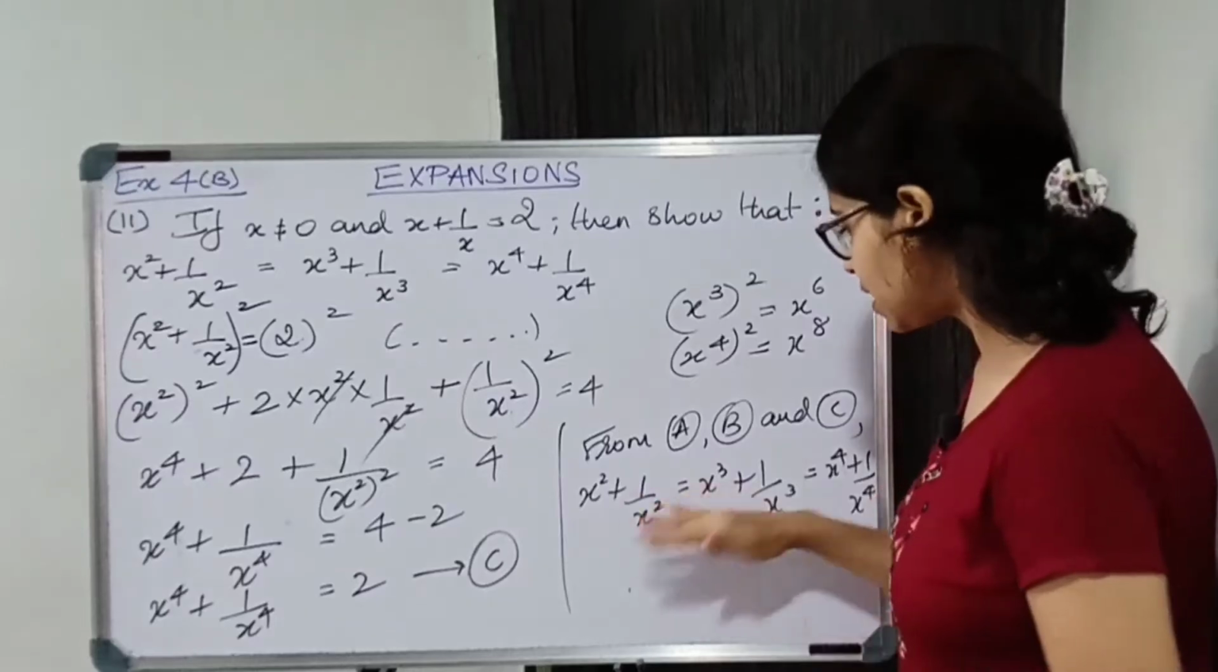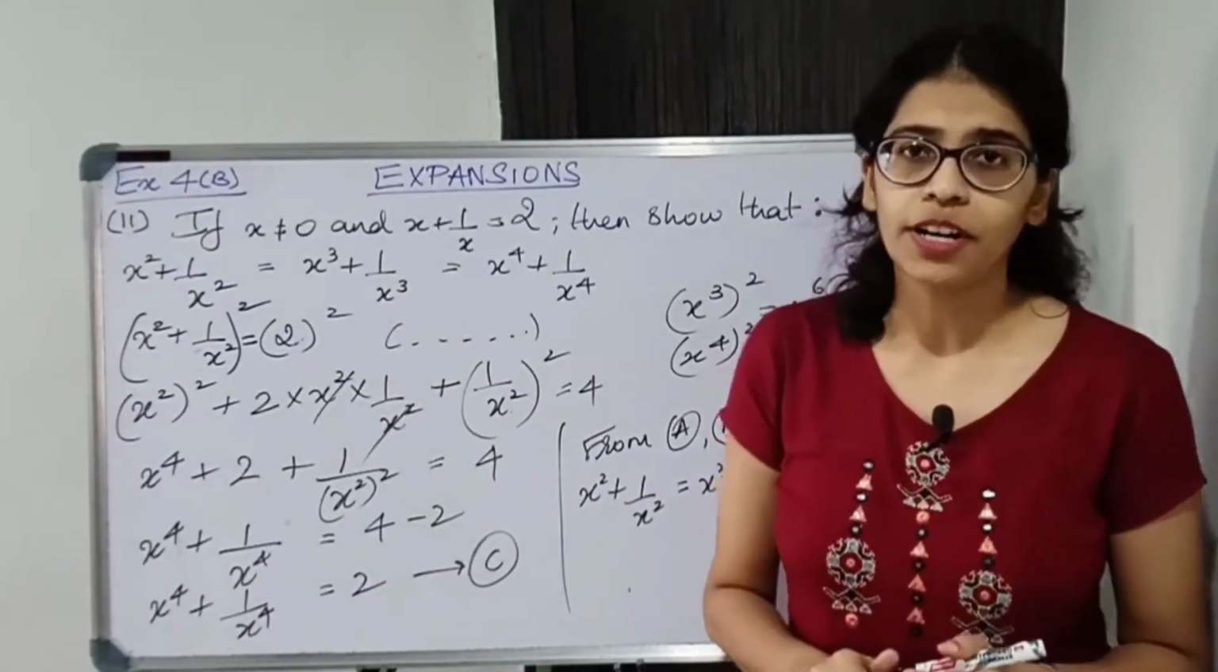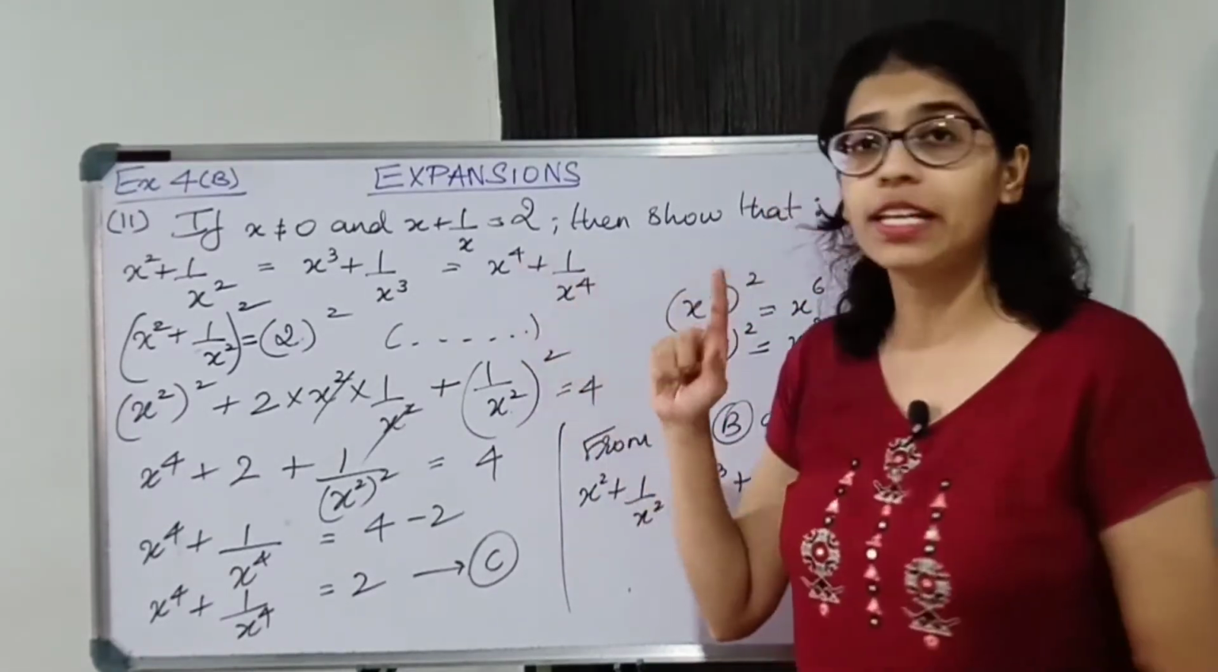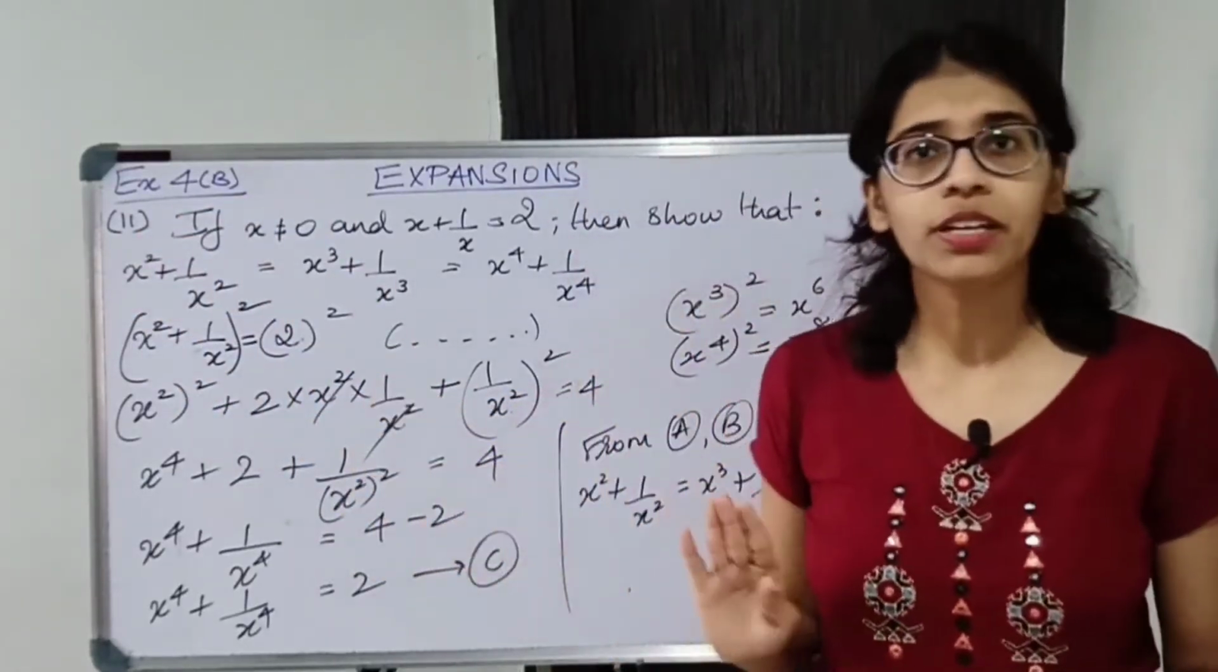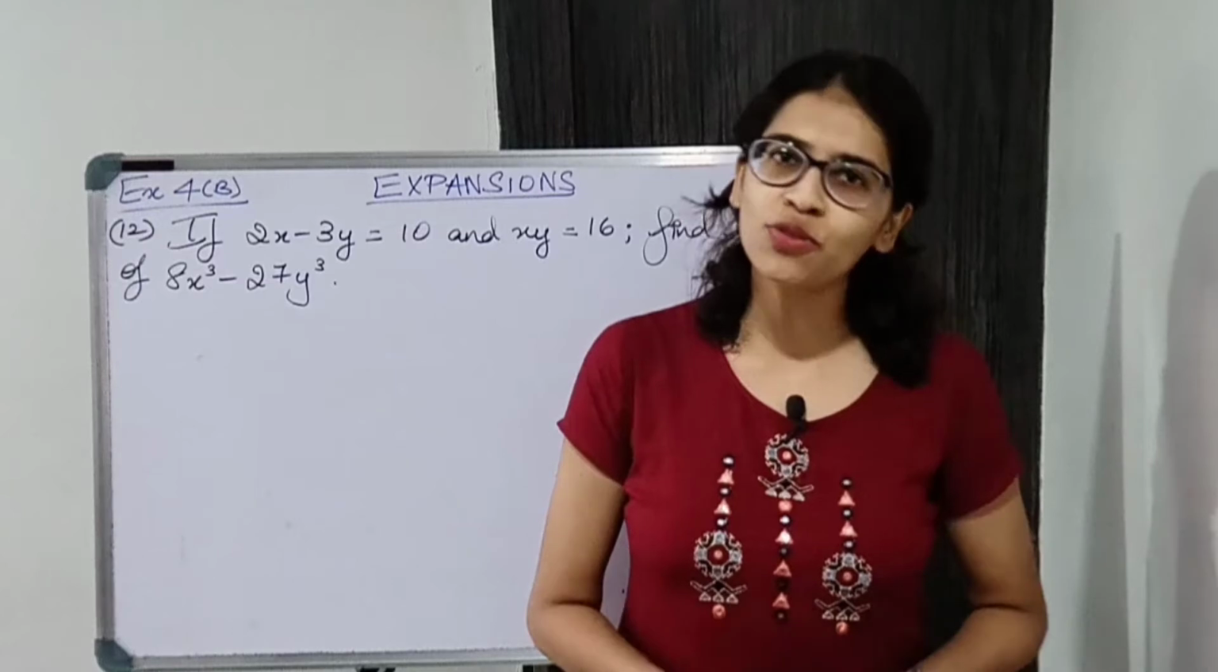Okay, so this is very very easy. Alright, just x raised to 4 plus 1 upon x raised to 4 के लिए याद रखना है square this part. Okay, moving on to next question.